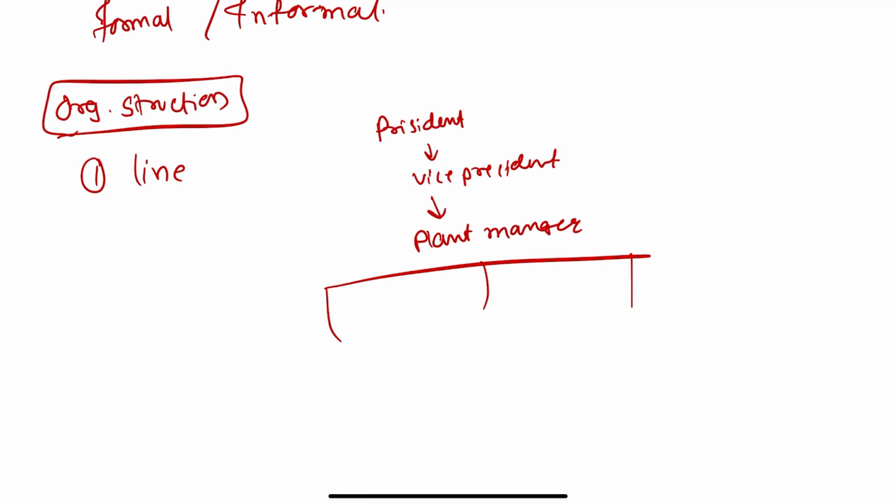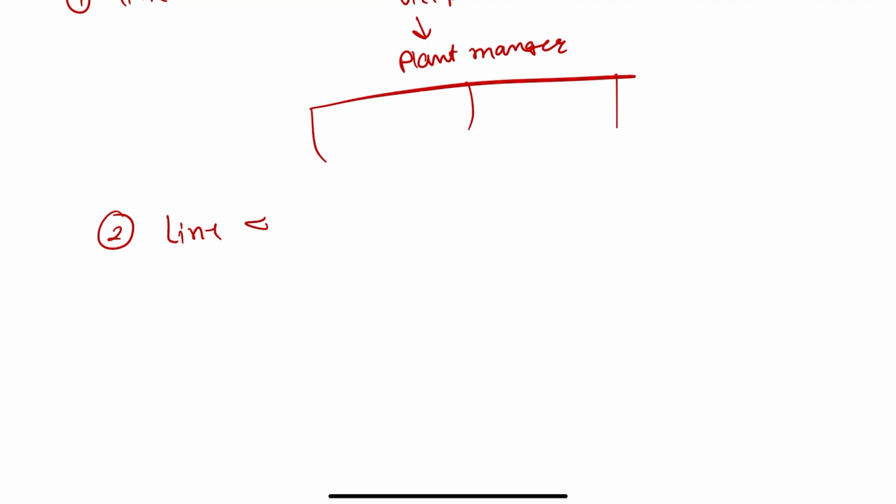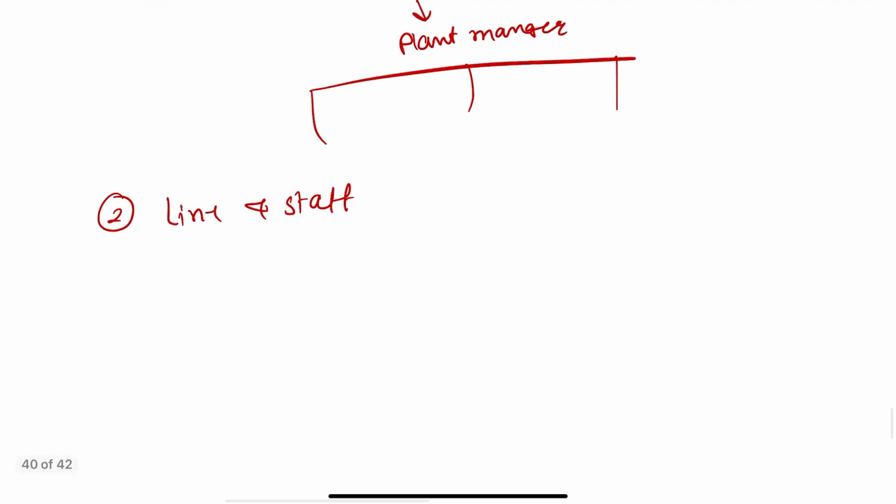Then we have line and staff organization. In this type of organization structure, in large enterprises, the functional specialties are added to the line, in line and staff formation. Mere staff is basically advisory in nature and usually does not possess any command authority over line managers.